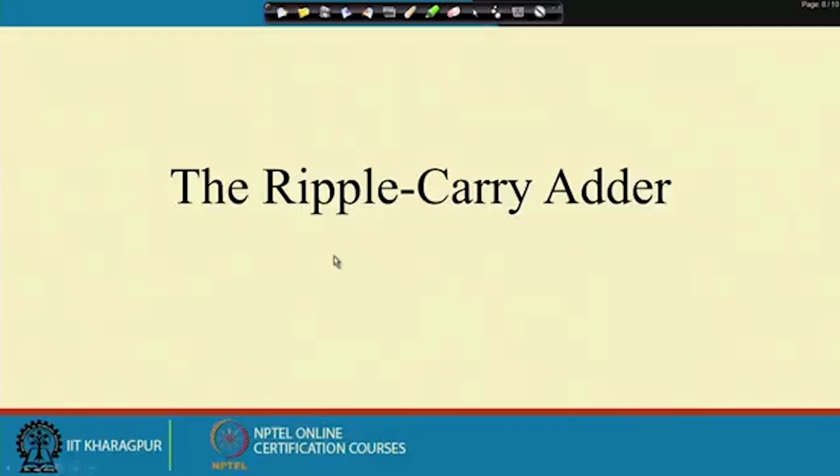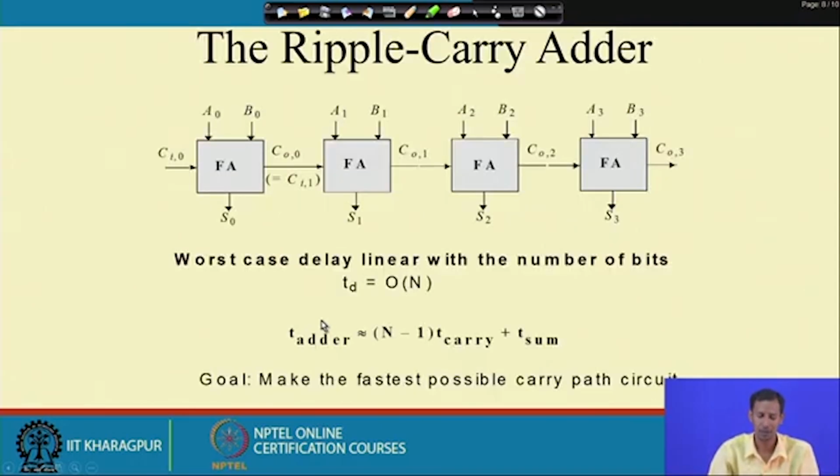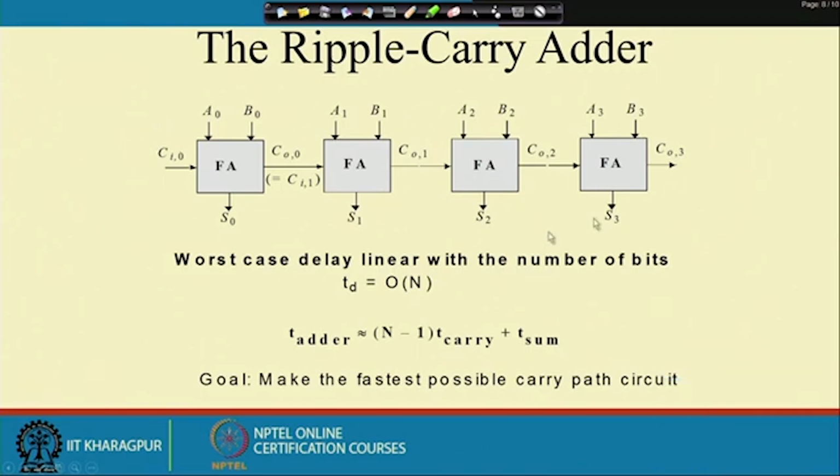Whenever we are considering this 64 bit addition operation, we will see how we can design it. This ripple carry adder says that the carry is basically rippling. So, why is the carry rippling? Suppose this is a 4 bit ripple carry adder, so I need to design one 4 bit adder.